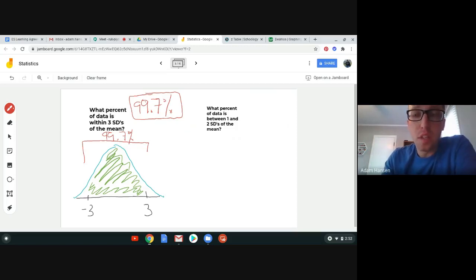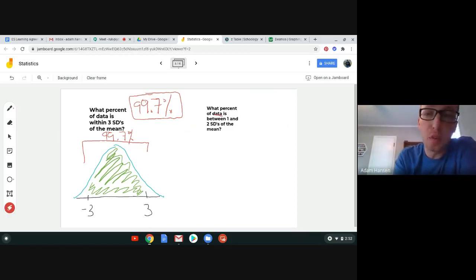All right, last one of these on the 68, 95, 99.7% empirical rule. What percent of data is between 1 and 2 standard deviations? This is going to be a little bit more tricky because now we're talking about between rather than either within or outside of the 1, 2, or 3 standard deviations from the mean. So of course, we'll begin by drawing a picture.